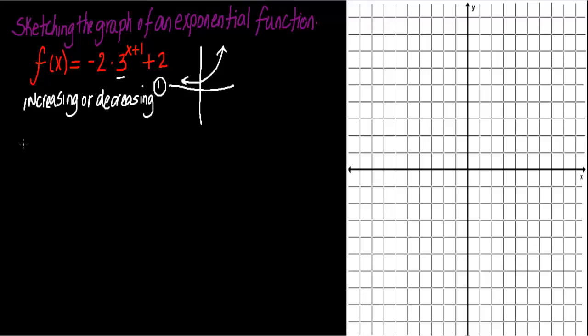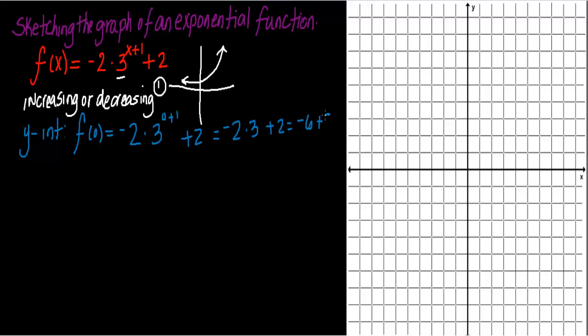The second thing I want to find is my y-intercept. How do we do that? We evaluate the original function at x equal to 0, and that gives you negative 2 times 3 to the 0 plus 1 power, plus 2. That equals negative 2 times 3 plus 2, which is negative 6 plus 2, which is negative 4. So your y-intercept is at (0, negative 4).